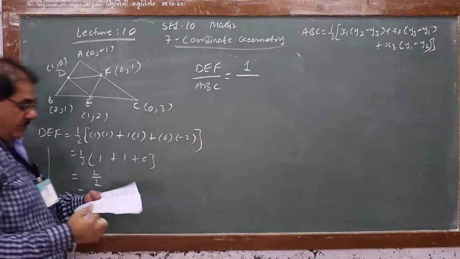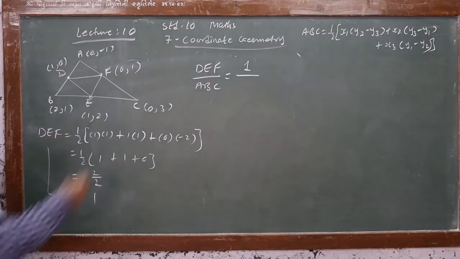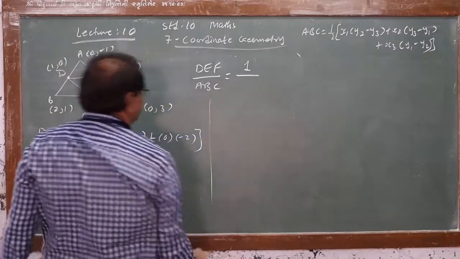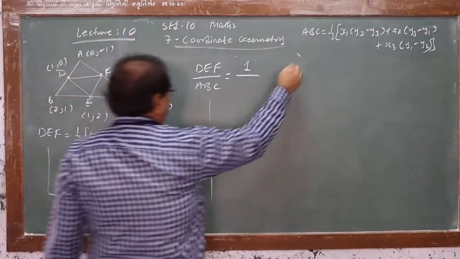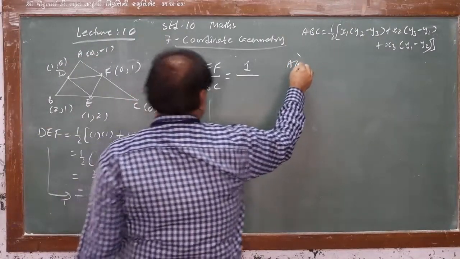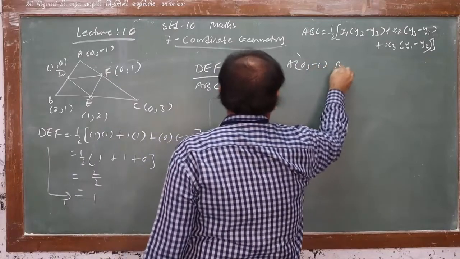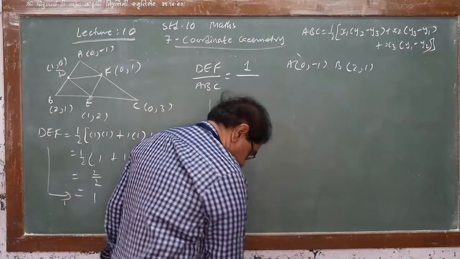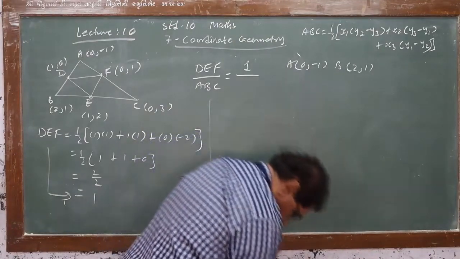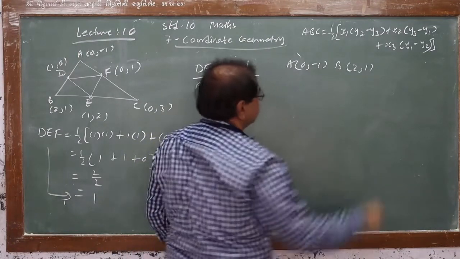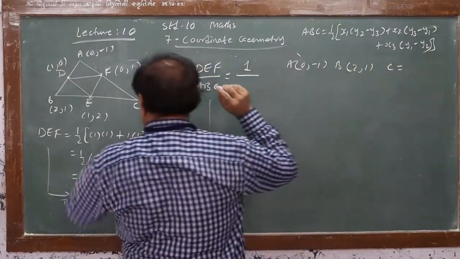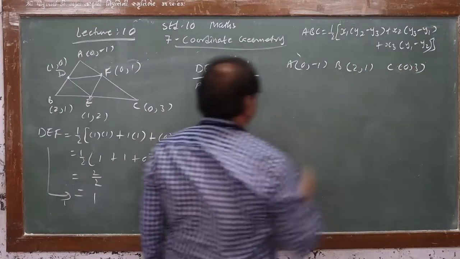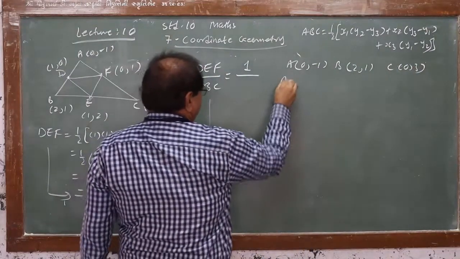Upon, you have to find out area of triangle ABC. So again with the same formula, you have to find out area of triangle ABC. We go for, I write the points here. A, it is 0, -1. B, 2, 1. And C, it is 0, 3. These are the 3 points. We go for the area.